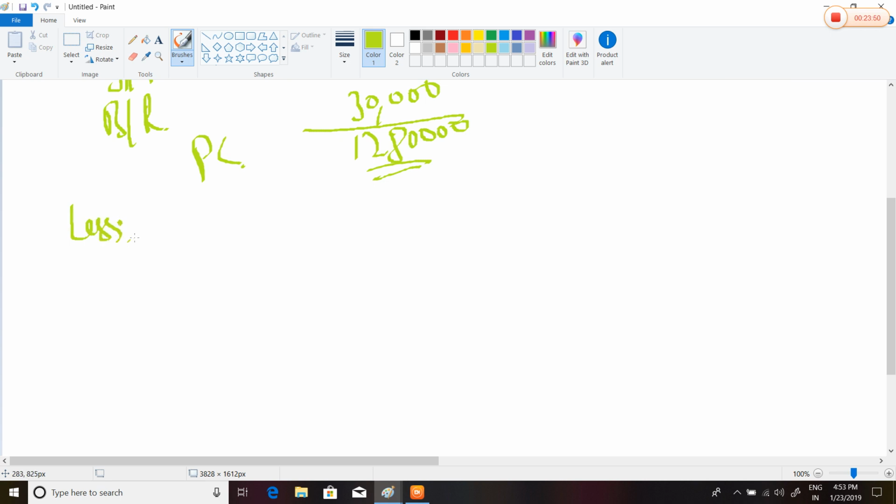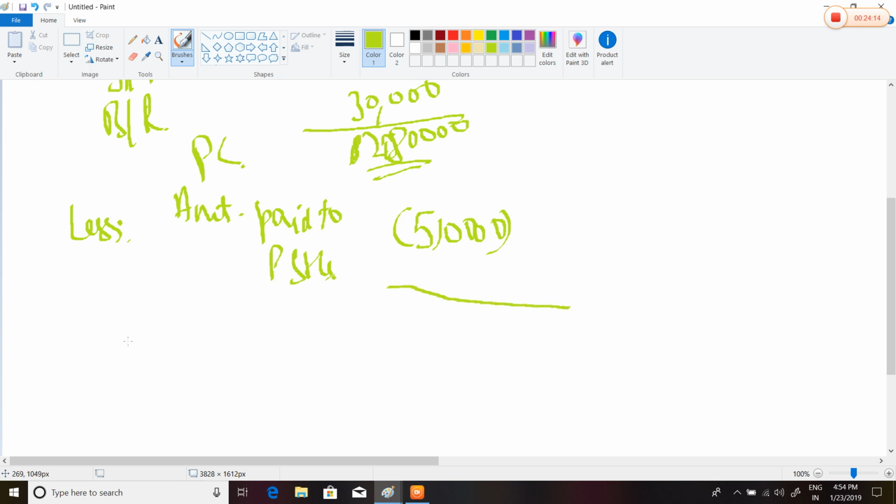Now, less amount paid to preference shareholders, 5 lakh 10,000. The balance is the amount paid to equity shareholders. 20 lakhs 80,000 minus 5 lakh 10,000 comes out to be 15 lakh 70,000.